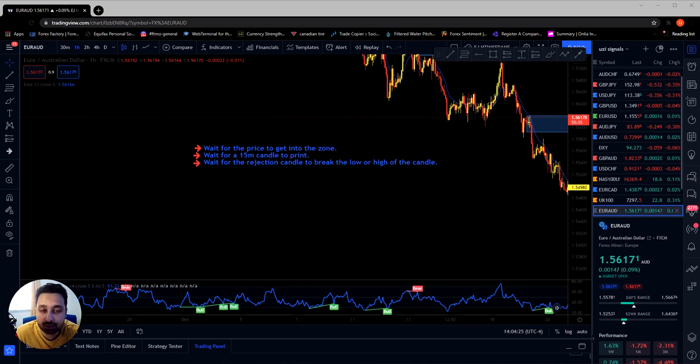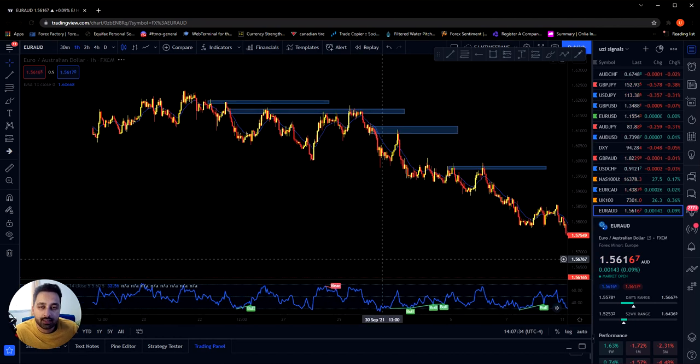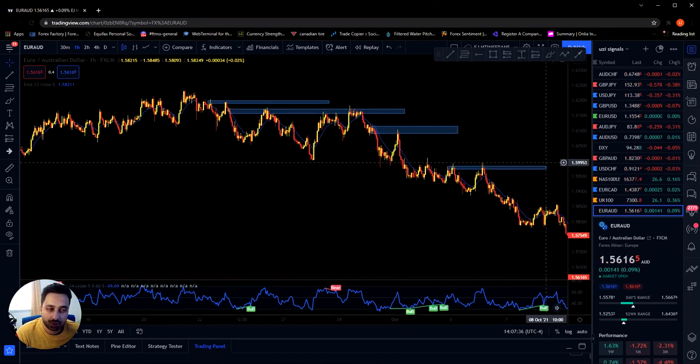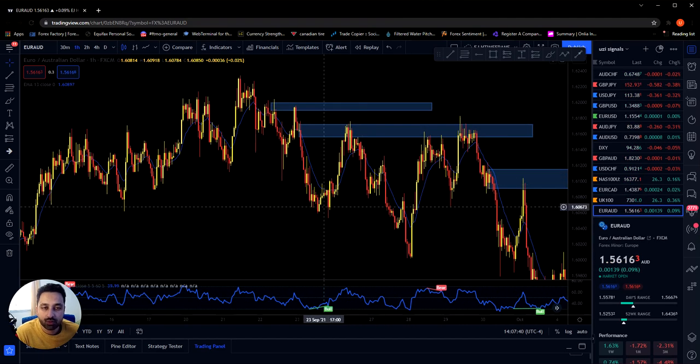I sometimes enter trades where I let one 15-minute candle print in my zone, and if the next candle breaks the low of that candle, I'm in. And that's when you typically get the best risk to reward trades. That's when you're very certain about the zones that you've drawn. So today, again, let's take a look at Euro AUD, which was trending very nicely. And let's just look at some of the zones that I've drawn out.